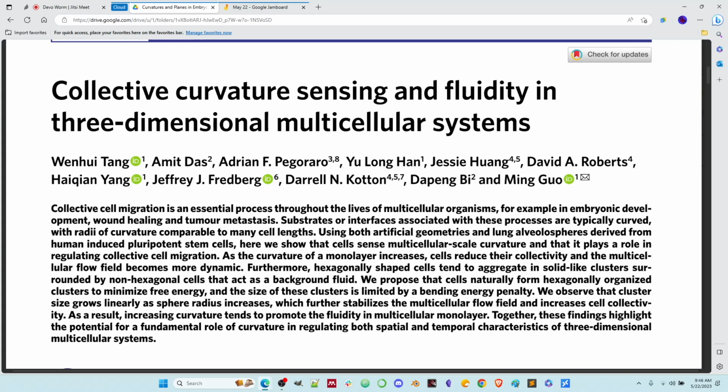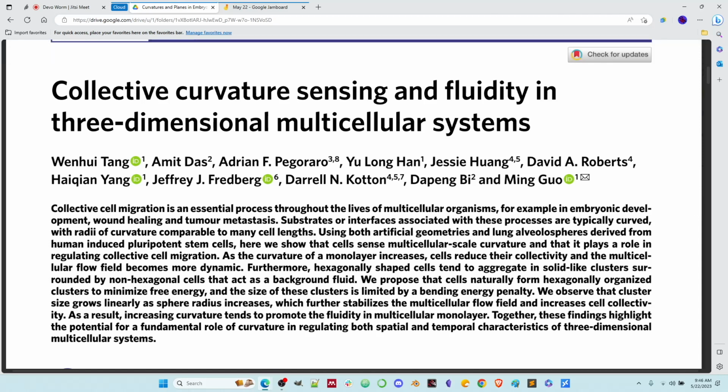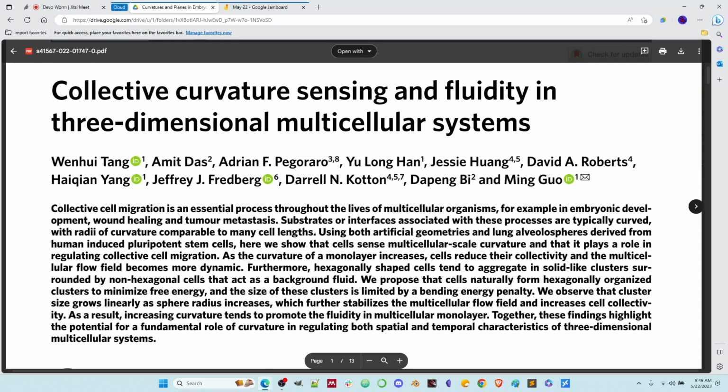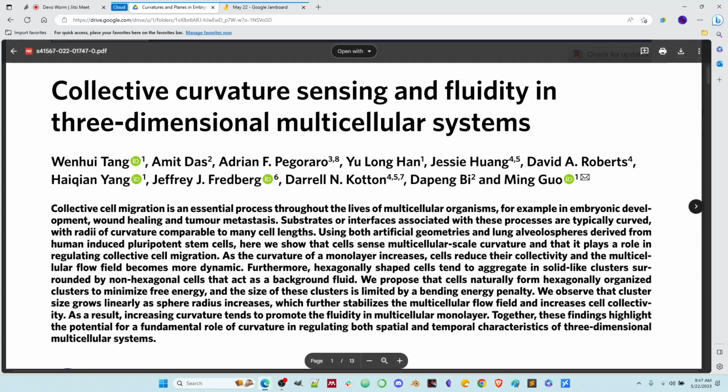So they do this sort of energetic analysis of migration, and they basically assume a minimal energy for these hexagonal clusters. We observe that cluster size grows linearly as the sphere radius increases. So you have this sphere where there's this radial surface. As the sphere radius increases, these clusters of hexagonal cells grow linearly, so they just grow in size as the sphere radius increases, which further stabilizes the multicellular flow field and increases cell collectivity. As a result, increasing curvature tends to promote the fluidity of multicellular monolayers.